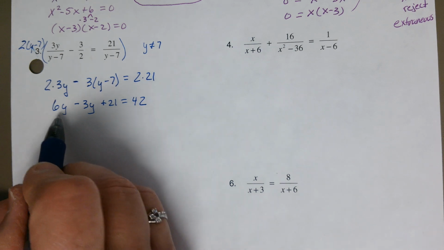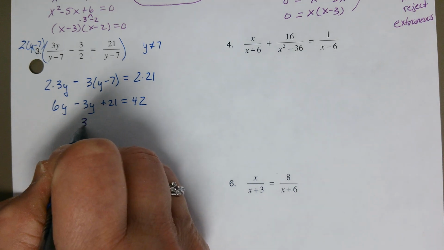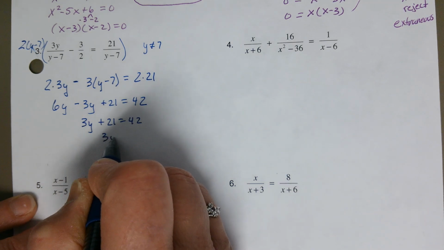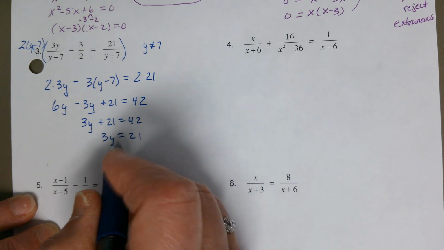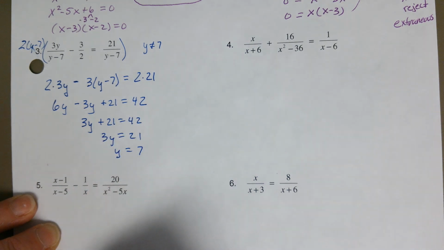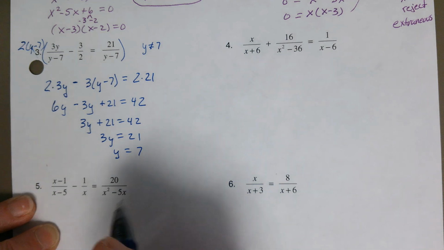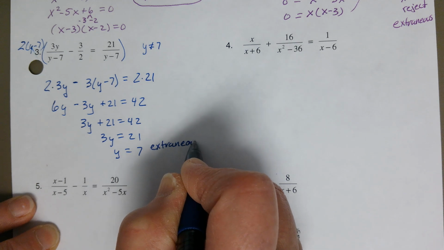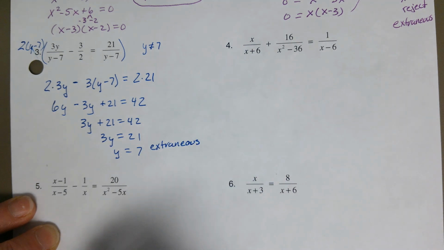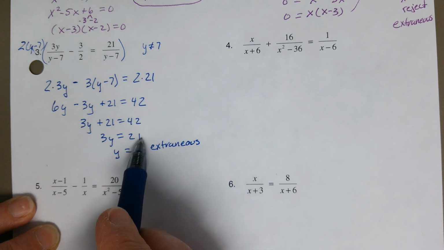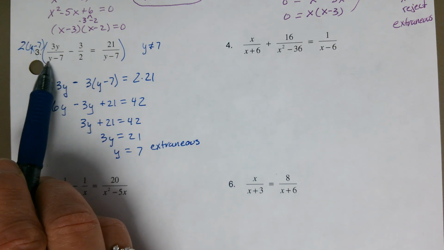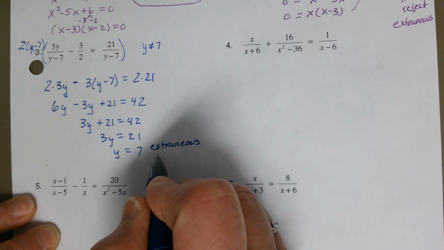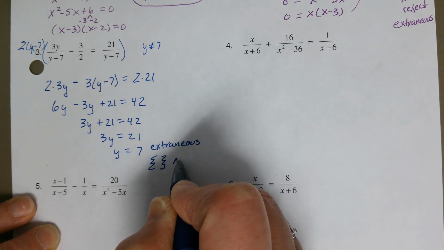This is a linear equation. Combining, we get 3y plus 21 equals 42. Subtract 21 and divide by 3. Y equals 7. But this is extraneous. Y cannot equal 7, because then we'll have a fraction here that's undefined, which is not real. So there's no solution here. The empty set, no solution.